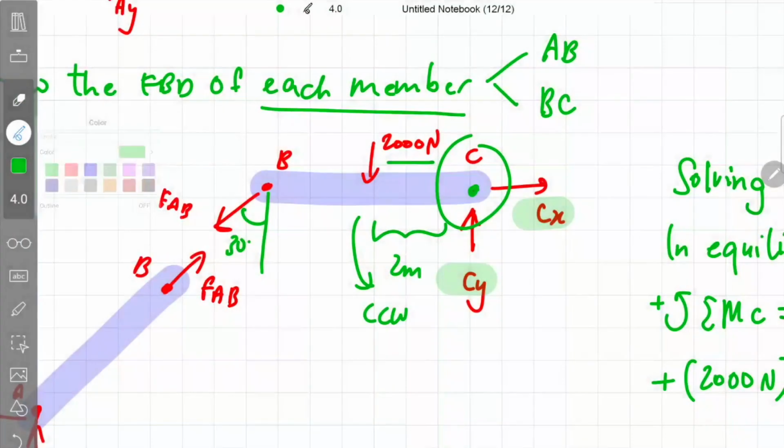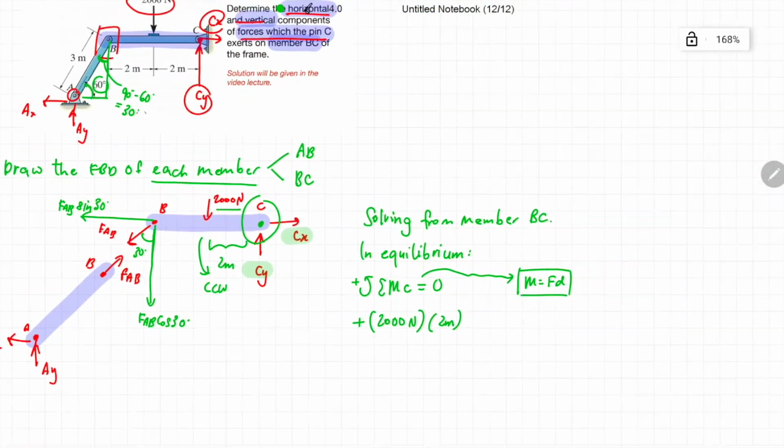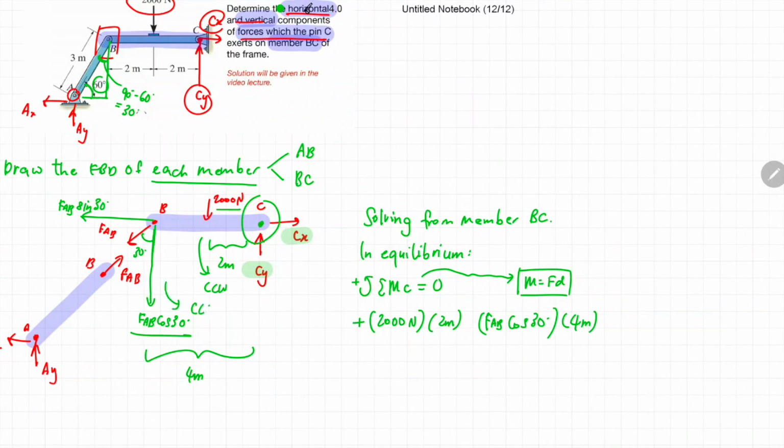Okay, now we can resolve this FAB into an equivalent Y direction. It will become FAB cos 30, and if we resolve it into an equivalent X direction, it will become FAB sin 30. Okay, we can proceed this analysis for moment calculation. Okay, this FAB cos 30 will create moment, and the perpendicular distance to rotation point C would be 2 meter plus 2 meter become 4 meter. Okay, and if you draw the imaginary circle around rotation point C, the direction is counterclockwise, so the magnitude of this expression is positive.